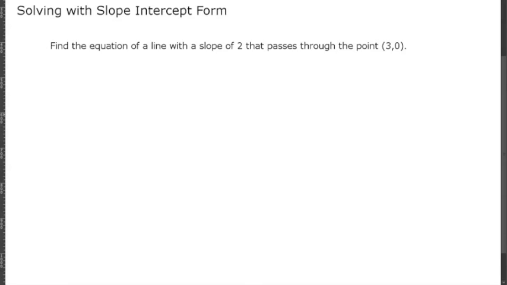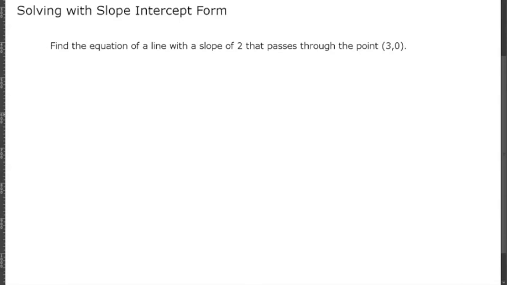In this video, I'm going to explain solving with slope-intercept form. Now, usually a problem will look like this. It's going to say, find the equation of a line with a slope of 2 that passes through the point (3, 0). And it wants you to write this in slope-intercept form.